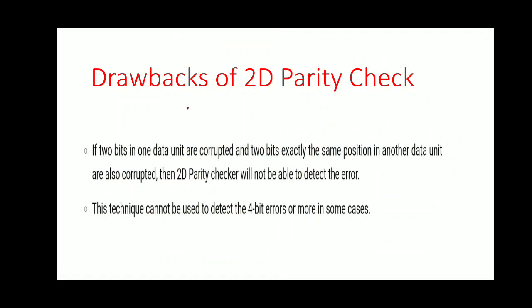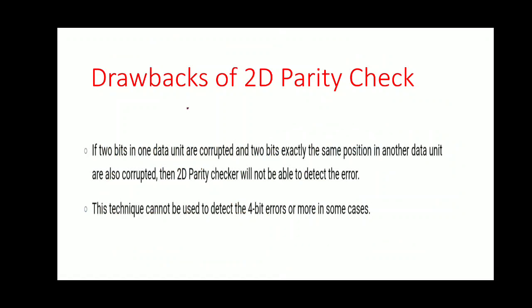And moving to drawbacks. There are two drawbacks of 2D parity check. Firstly, if two bits in one data unit are corrupted and two bits at exactly the same position in another data unit are also corrupted, then the 2D parity checker will not be able to detect the error. This is the main drawback of 2D parity check.